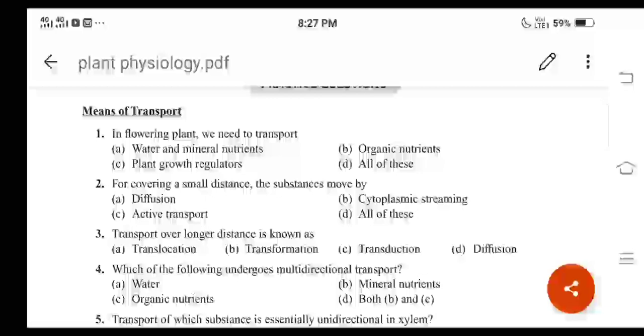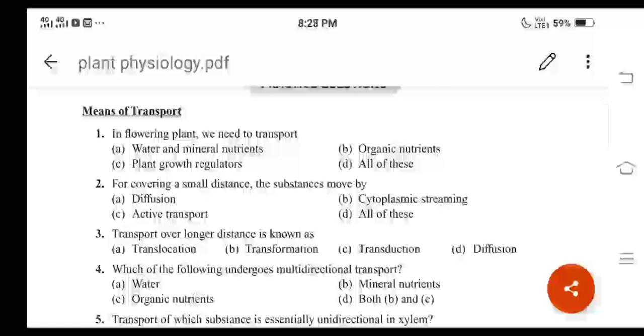Number one, in flowering plant we need to transport. What are the different options here? One is water and mineral nutrients, then second one is organic nutrients, then third one is plant growth regulators, and fourth option is all of the above, right?